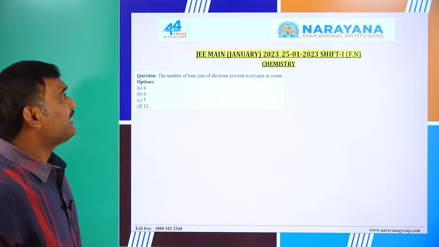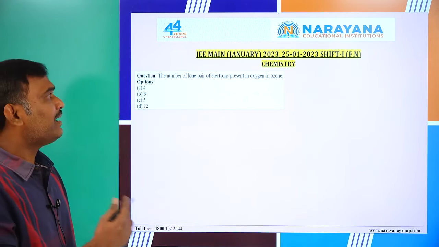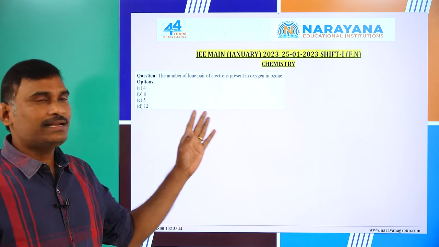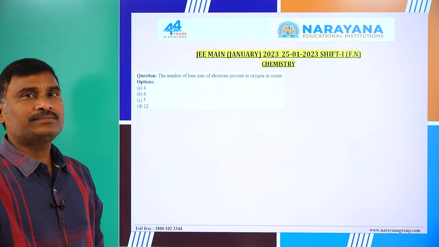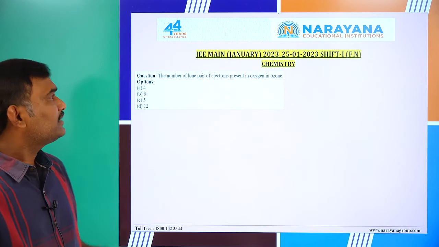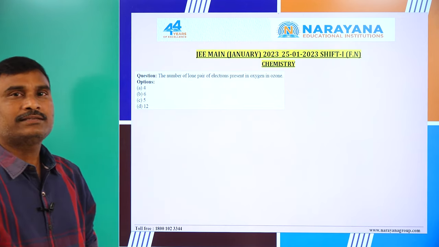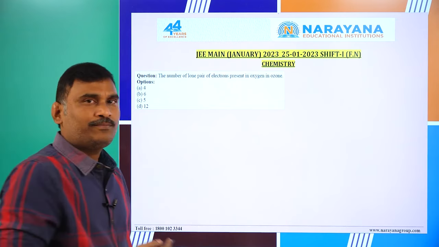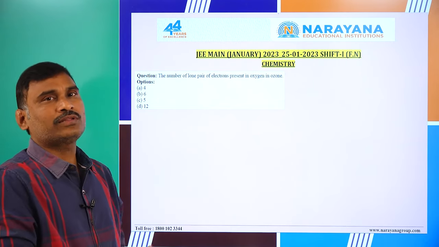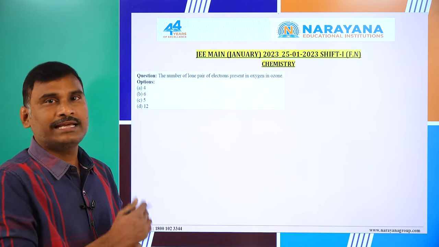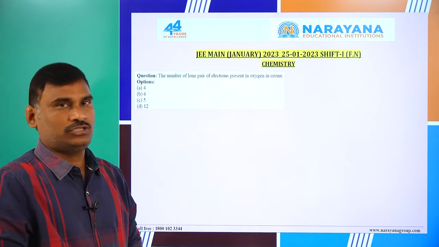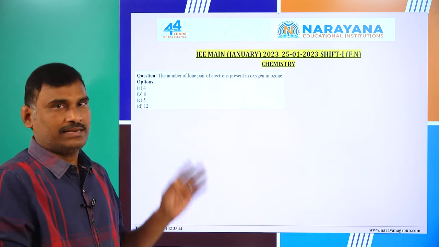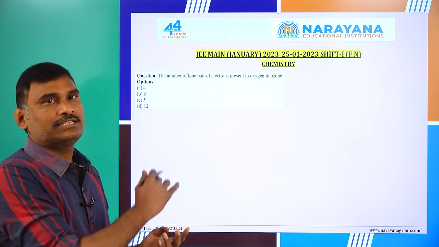Yes, students, the number of lone pairs of electrons present in the oxygen in ozone. Generally this question comes from the chemical bonding chapter. Now, number of lone pairs: this question is based on Lewis dot structures. If you know the molecule perfectly, it is easier for you and there is no problem solving this question. Now, if an unknown compound is given, how do we solve this type of question?